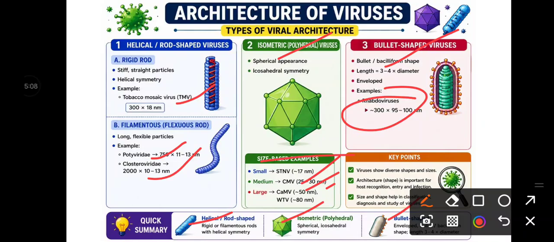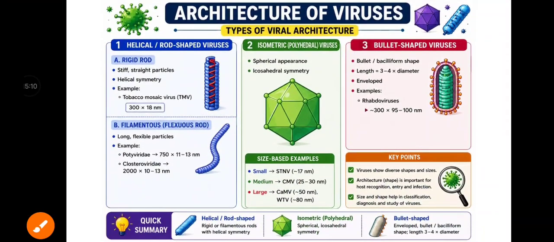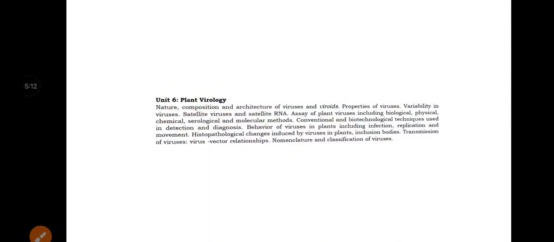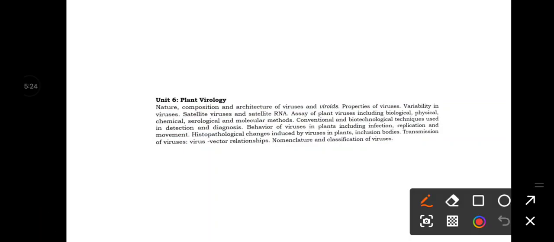In the next video we will deal with the overall properties of the virus, starting from all the properties, genomic properties, physicochemical properties, in vitro properties, everything we will discuss in the next video on the properties of virus. And also we will discuss all about the viral nature, composition and architecture. Okay, these things we will discuss.